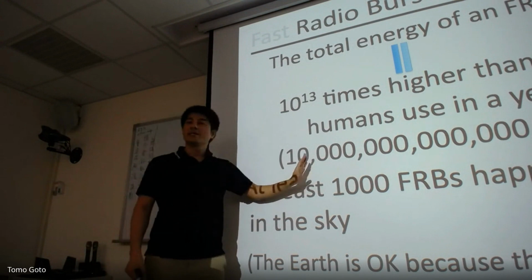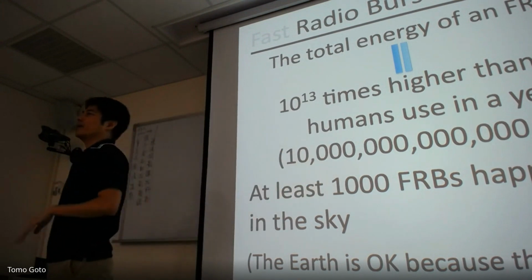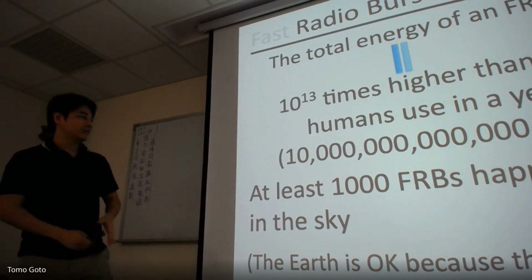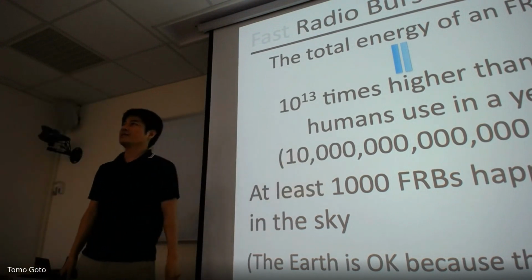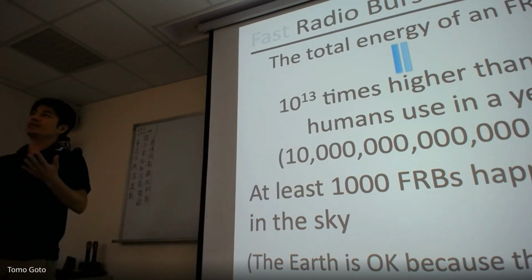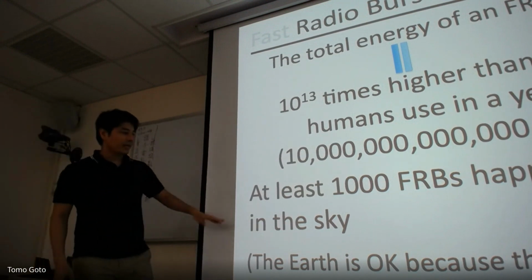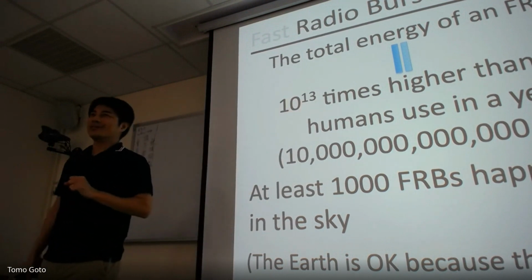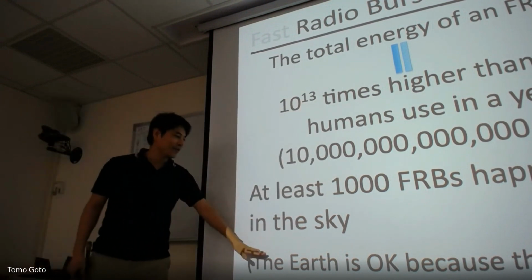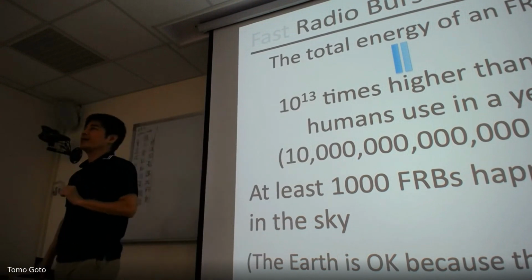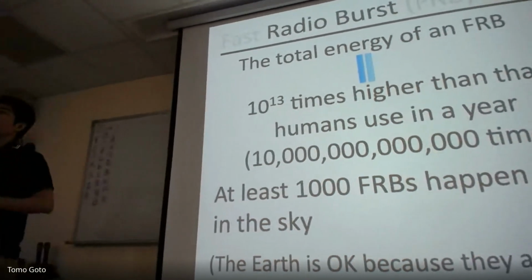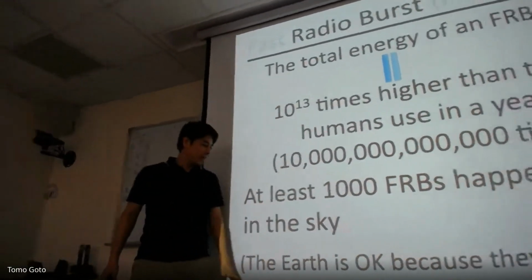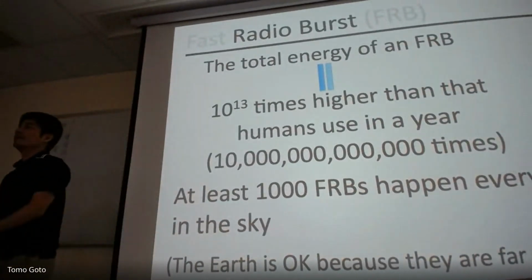Also, at least 1,000 FRBs are happening every day over the sky. So this explosion is happening in the universe. Recently, people really noticed this. Then you may wonder if such high energy happens, it may be dangerous to people on Earth. But actually, it's okay because these fast radio bursts are happening in the distant universe. So the intrinsic energy is very high, but it is okay because Earth is too far. Therefore, that's safe.